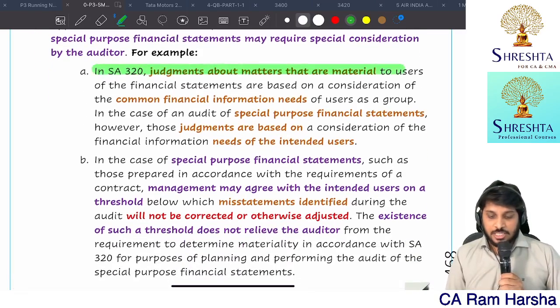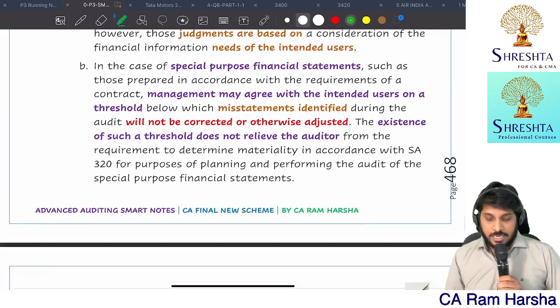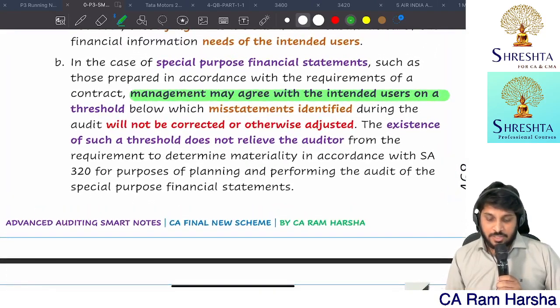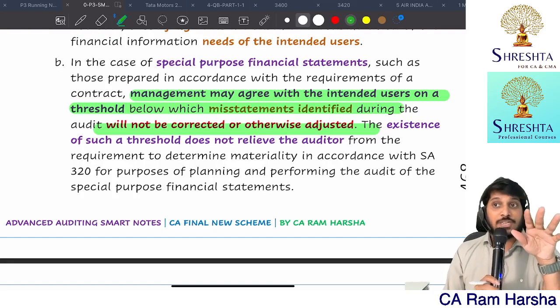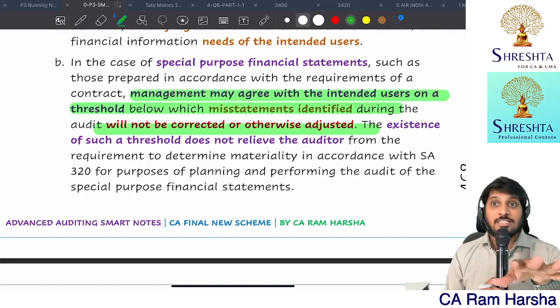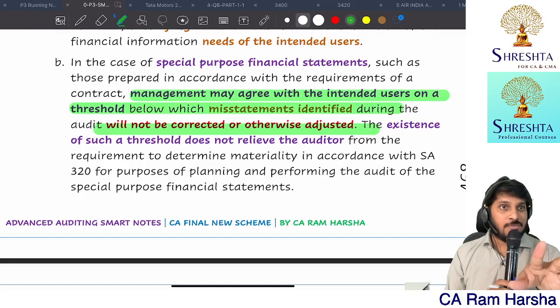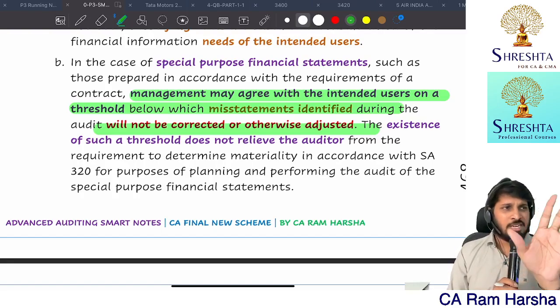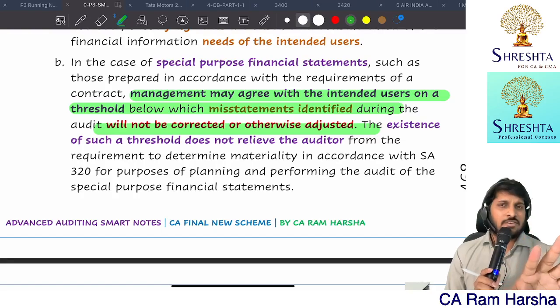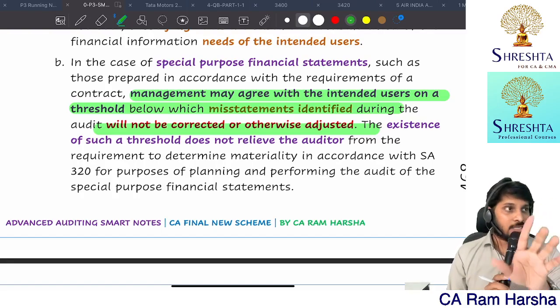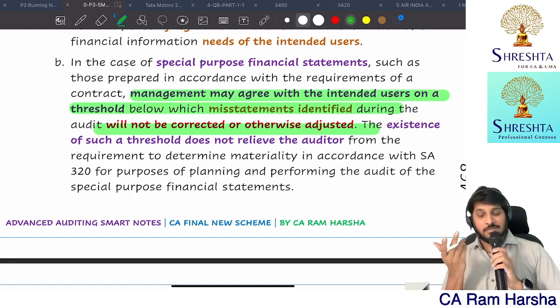And the auditor will apply judgment and the materiality concept. In case of special purpose financials, management may agree with users on a threshold below which misstatements are identified as not corrected or adjusted. In special purpose financials, sometimes the user will decide materiality levels. The user may say, sir, you adopted 1% of turnover for materiality. For me, 1% is okay, but I'm okay with 5% deviation. I'm not so conservative, I'm an aggressive guy. So you can take 5% for materiality purposes. If it is within 5%, don't report me. More than 5%, then report me. Getting it? Materiality can be decided by the user himself.